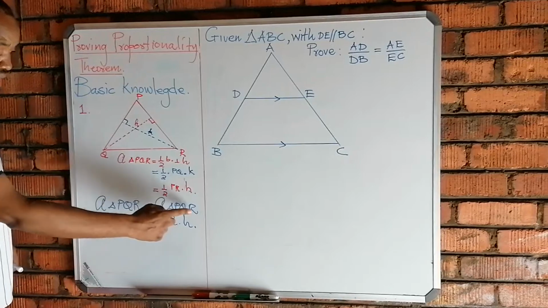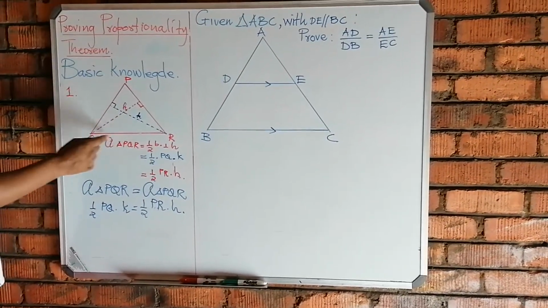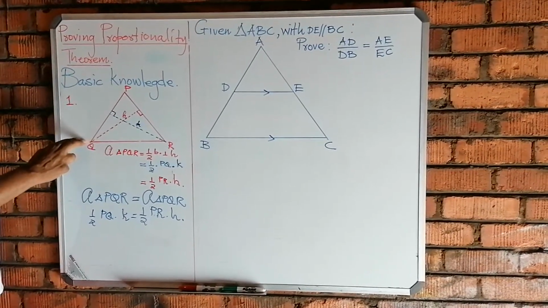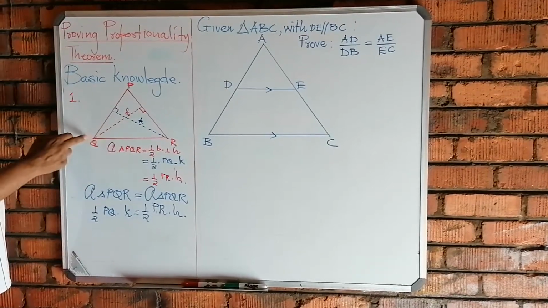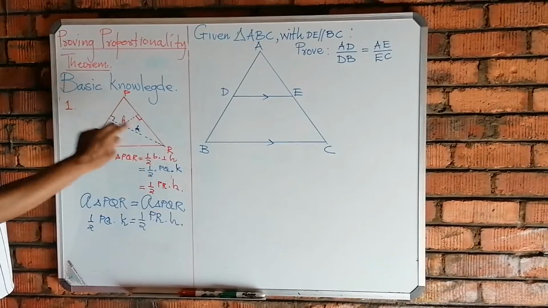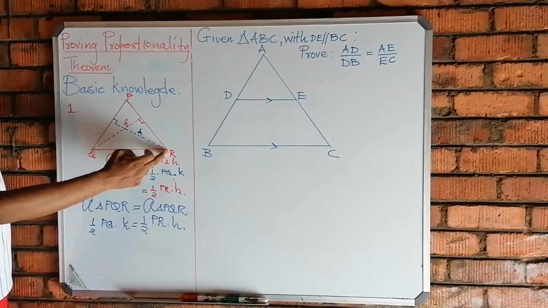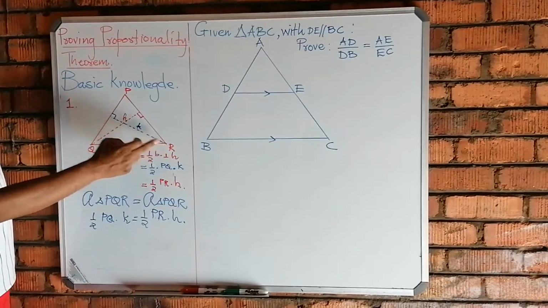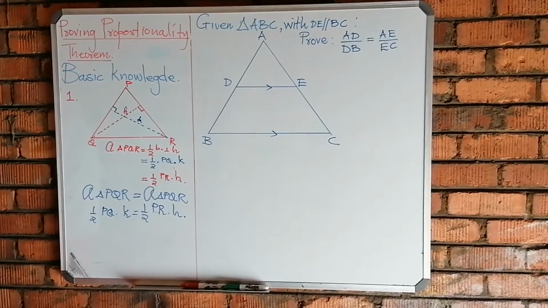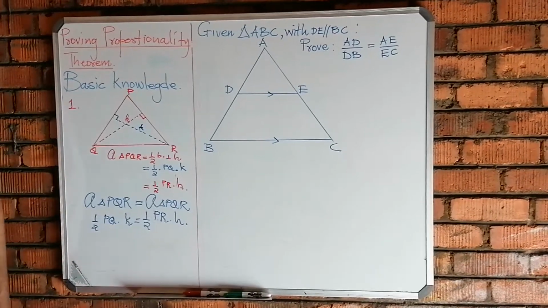Now, why is this the case? We are talking about area of triangle PQR, but measuring the height from different vertices. I have measured the height from vertex Q relative to base PR. I have measured the height from vertex R relative to the base PQ. The area of the triangle does not change. That is basic knowledge number one.